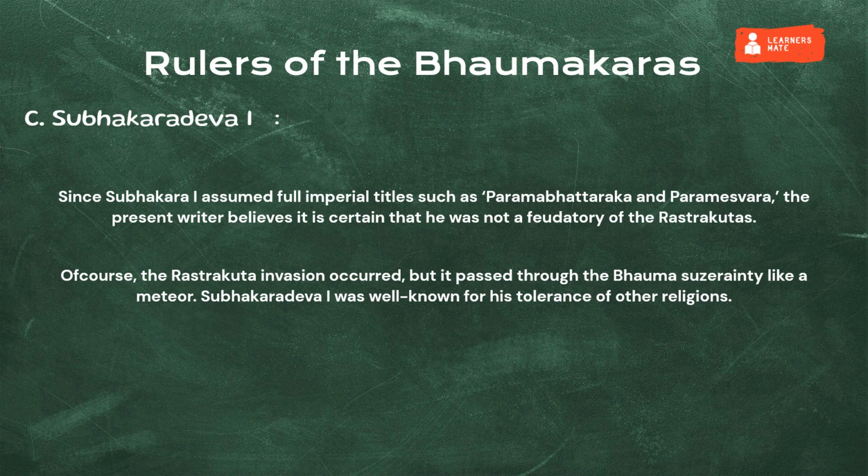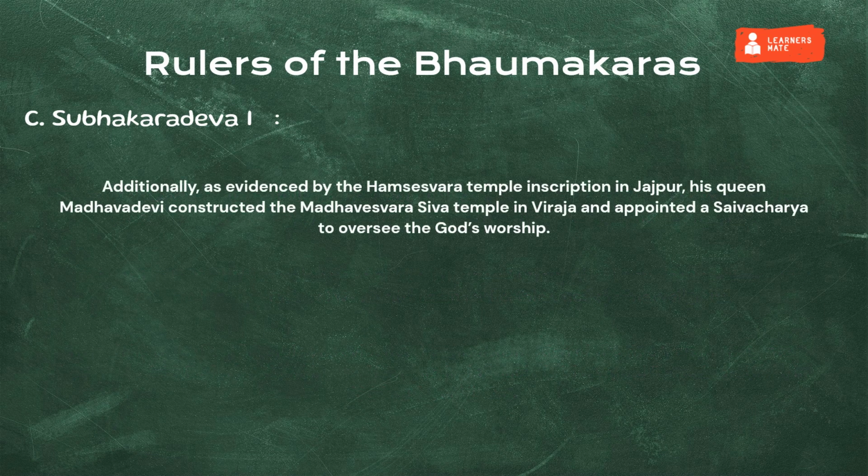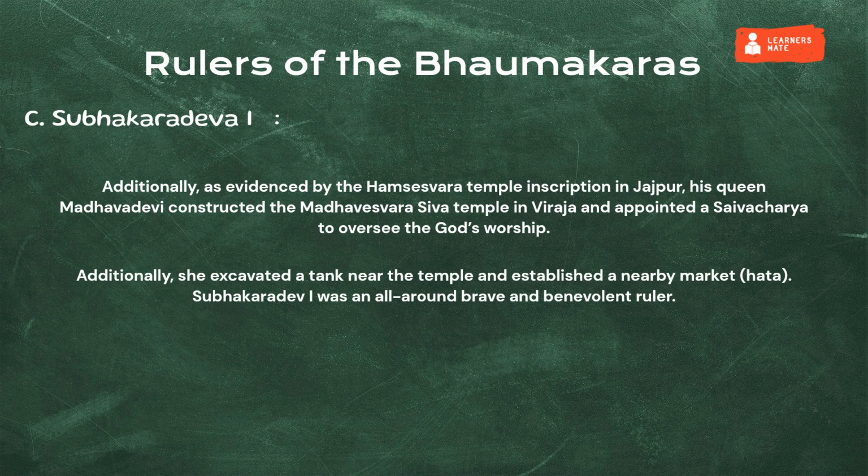Subhakaradeva I was well known for his tolerance of other religions. Though he was a Buddhist ruler, as evidenced by his assumption of the title Paramasaugata, he granted 200 Brahmans the villages of Kumparka in Panchala Vishaya and Dondaki and Yoka in Vabhyudaya Vishaya. Additionally, as evidenced by the Hamseswara temple inscription in Jajpur, his queen Madhavadevi constructed the Madhaveswara Siva temple in Viraja and appointed a Shaivacharya to oversee the god's worship. Additionally, she excavated a tank near the temple and established a nearby market, Hatta. Subhakaradeva I was an all-around brave and benevolent ruler.